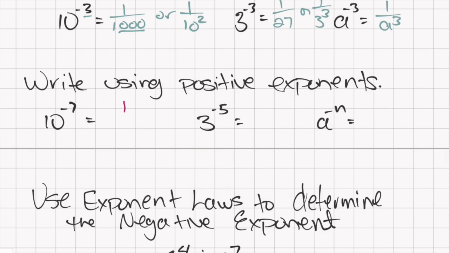Let's look at another example. 3 to the exponent negative 5, writing with a positive exponent, would be 1 over 3 to the exponent 5. And if I look at a to the exponent negative n, well, then I can write that as 1 over a to the exponent n.